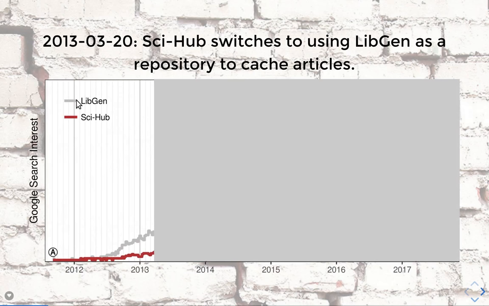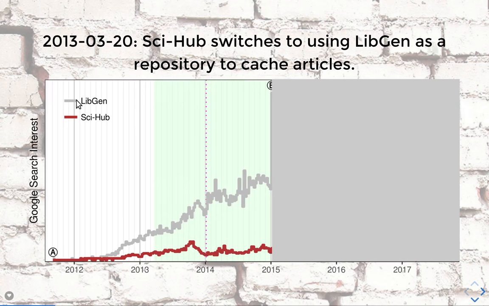In 2013, Sci-Hub switched to using LibGen, the other database I mentioned, to cache its articles. So when you requested an article from Sci-Hub, it would first see if it was in LibGen. If so, it would give you that copy. If it was not in LibGen, it would download the copy and then place it in LibGen. And that persisted up until 2015, when LibGen had an outage, which we will get to on this next slide.